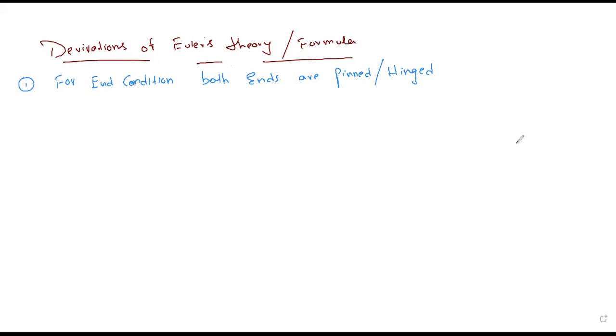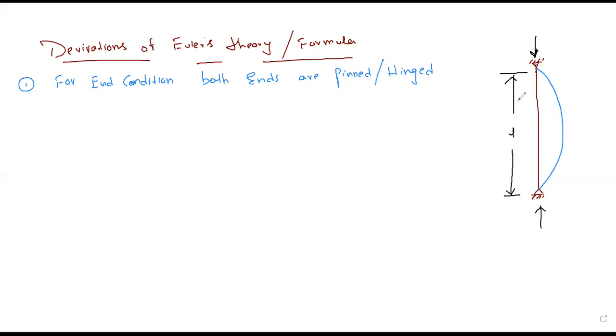Okay, so let me draw the diagram. So this is your column. This end is pinned. This end is also pinned. This is subjected to an axial load, which is in the form of compression. So let's take the length of the column as L. Okay, so when you apply compression forces, how does it bend? It bends from its support. This is the bending curvature of the column.